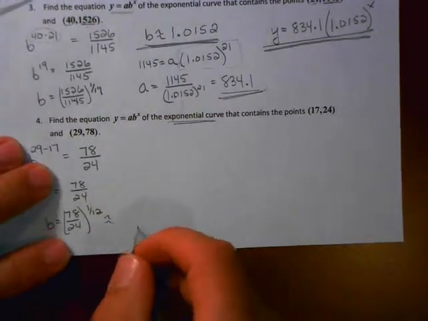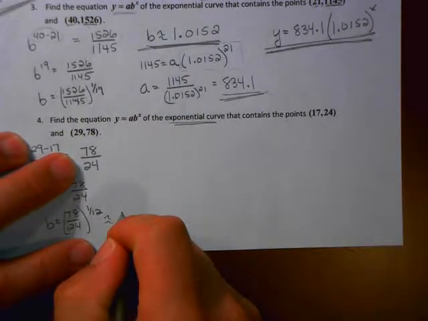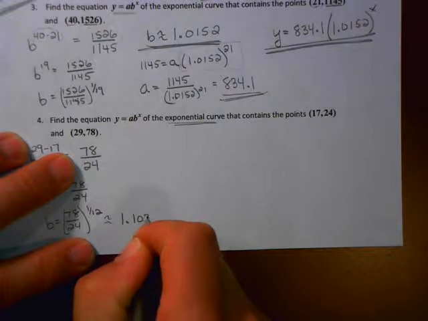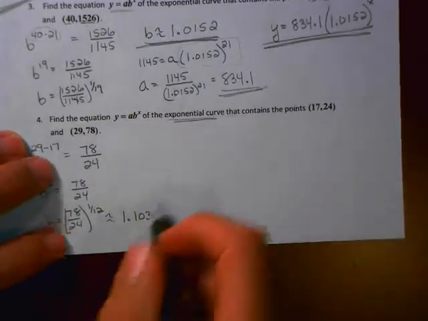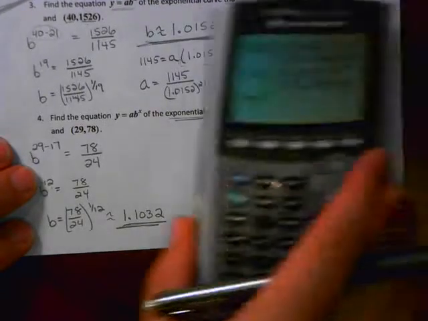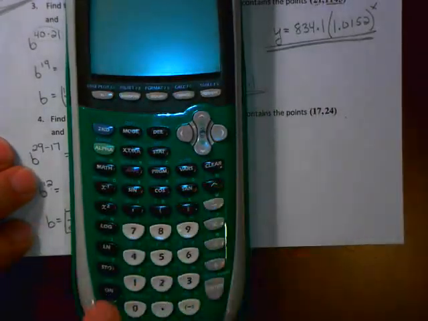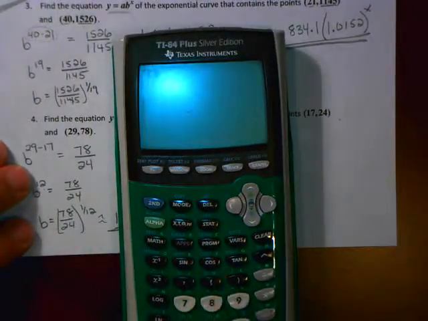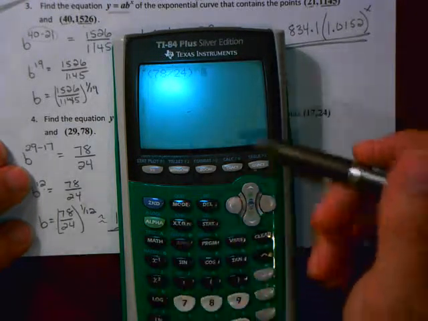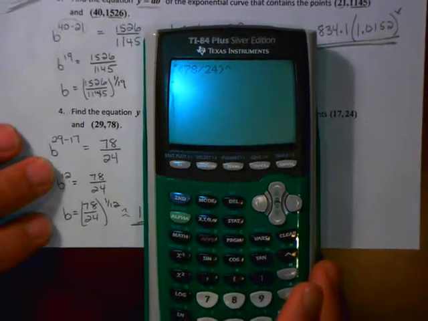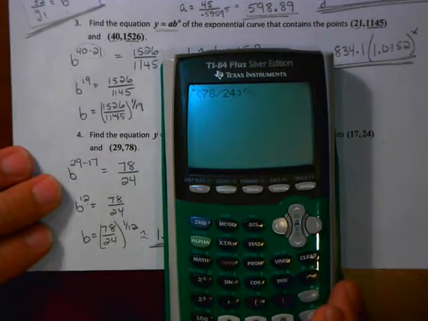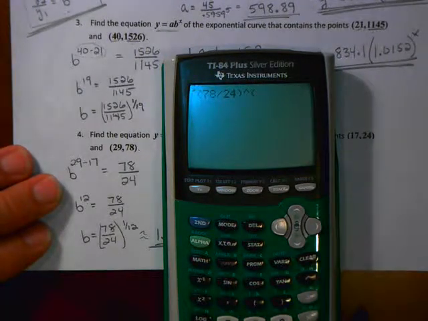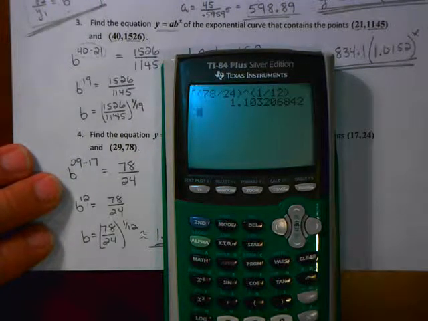So when we put this into your calculator, we get 1.1032. So we have our b, and again, let me do it on this one. So as we go through this one, parentheses, 78 divided by 24 raised, and you can see how I don't have that box up there. Try to get it from the glare. So I need to make sure I have those parentheses, 1 divided by 12, and there's that 1.1032.